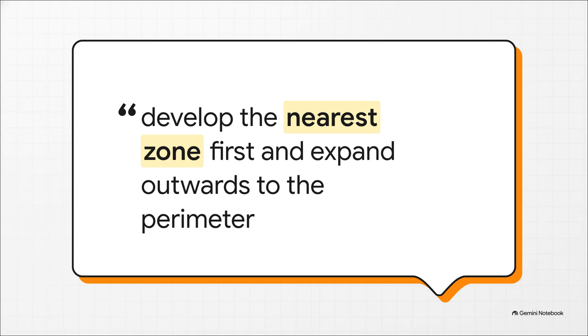Look, I get it. It is incredibly tempting to buy a piece of land and immediately try to plant a massive orchard out at the furthest edge, right? But by developing the area immediately around your home first, you completely avoid that super common trap of spreading your time, your money, and your physical energy way too thin. You've got to secure your core, make it highly productive, and just let your success naturally ripple outward.